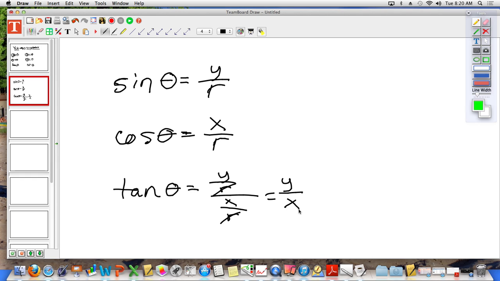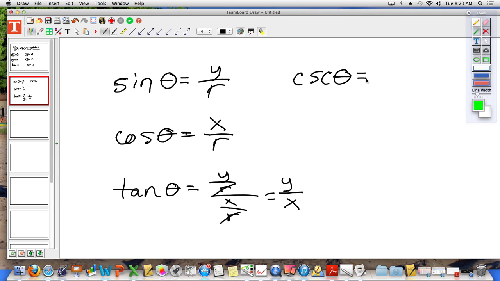Now, what is the reciprocal of sine? Okay, what is it? What is the name of the trig function? Cosecant, right? Cosecant, CSC. Cosecant of theta is equal to. Now, if it is the reciprocal of y over r, what is it? R over 1. It's r over y.